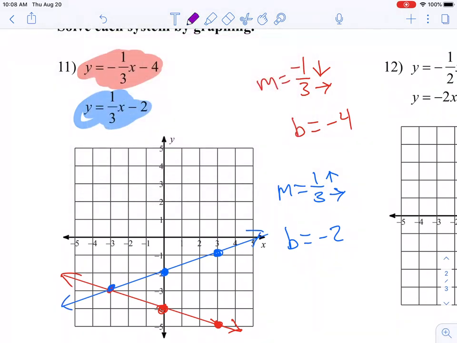And where my red and blue cross, that makes a purple point. That is the solution. We always talk about our solutions in terms of our x value. That's how far left or right we have to go from the middle. And then our y value, how far up or down. So from the middle, I have to go 3 left, so I'm going negative 3, and then I have to go down 3, so negative 3. So 3 down, 3 left.